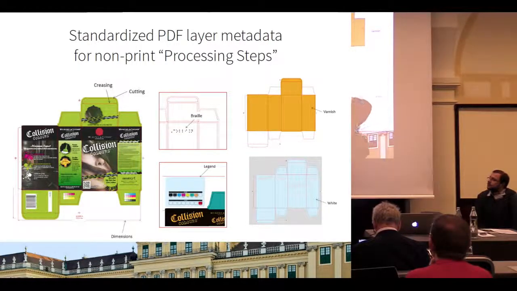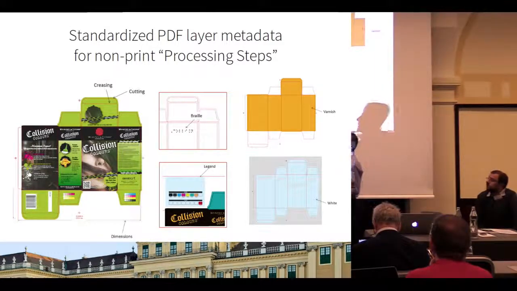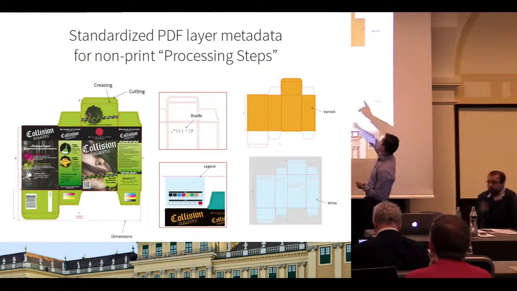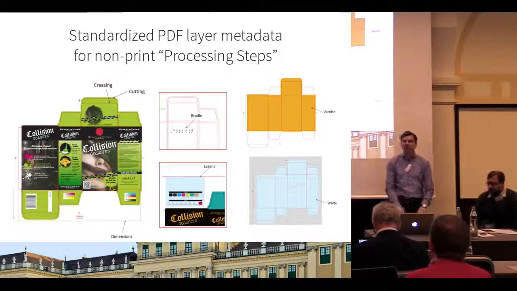I have here images that are all taken from the standard text. I didn't create them myself, so you will find them in the standard. There is a sample packaging, and usually what a prepress department would receive is not just the print stuff. There is additional stuff, so there is creasing information, cutting information, there are dimensions, or there is a legend somewhere, or there's braille information, or maybe varnish or white and several other things. So there are several pieces of information available in my PDF file that are not related to the print process.